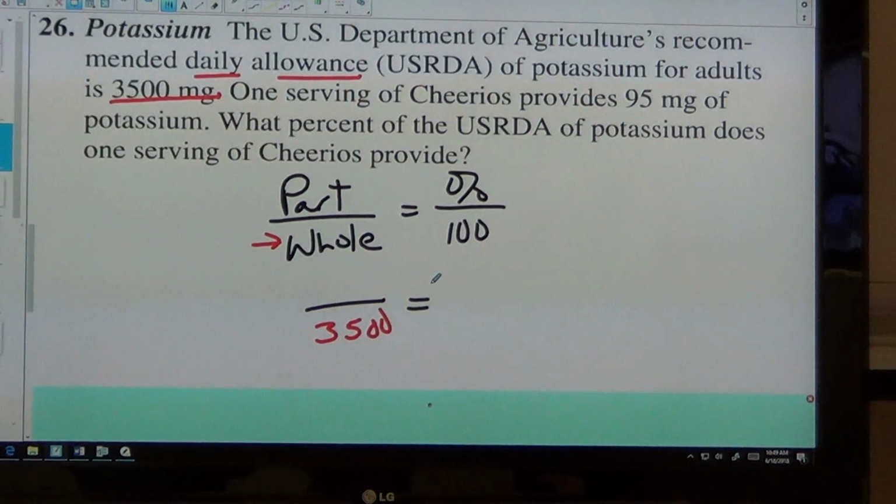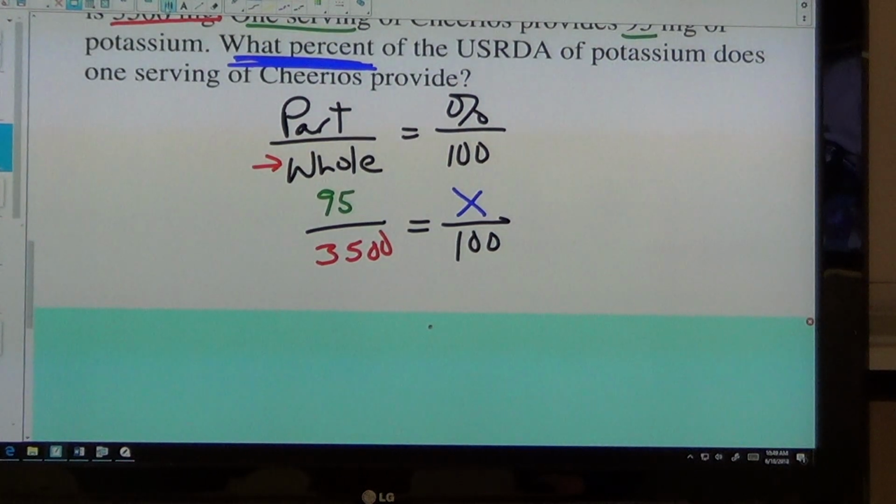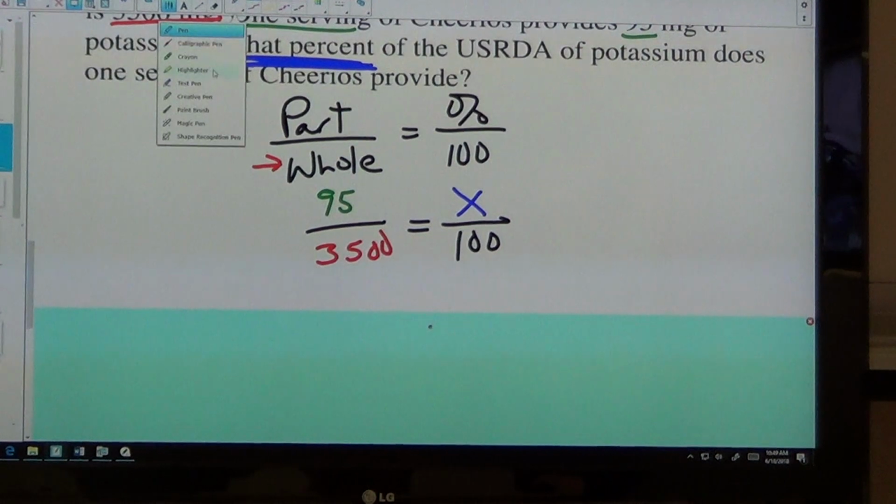Now, that little bowl of Cheerios, that was the part that you had for breakfast. So that little bowl of Cheerios only represents a part of what you've eaten that day. Now, it says what percent. So percent is what we're trying to find. And percent is always over 100. We good so far?